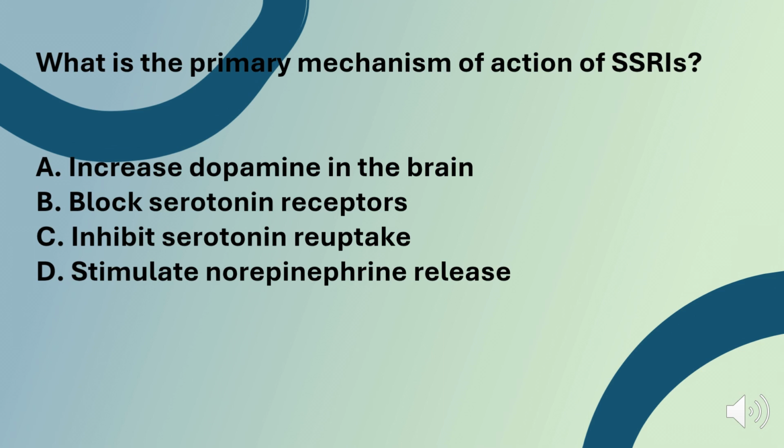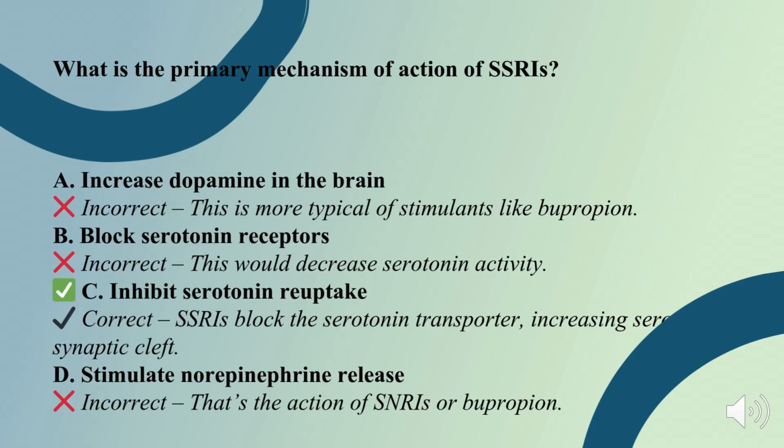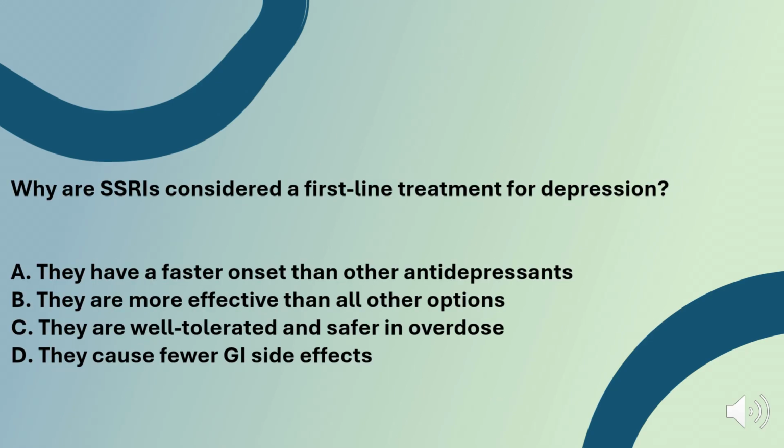So what is our answer? Let's go on to the next slide. The correct answer is C. C, inhibits serotonin reuptake because it blocks the serotonin transporter, increasing the serotonin in the synaptic cleft. So I hope that helps you to figure out how you can eliminate the wrong answers and usually get it down to 2 right answers. So let's go on to the next question.